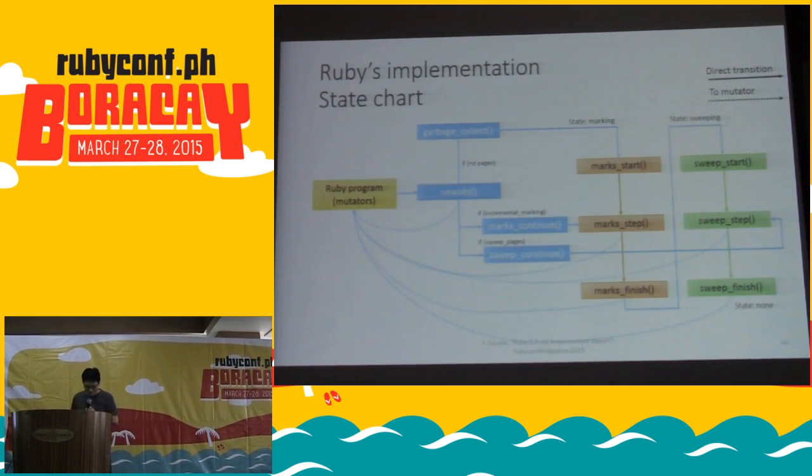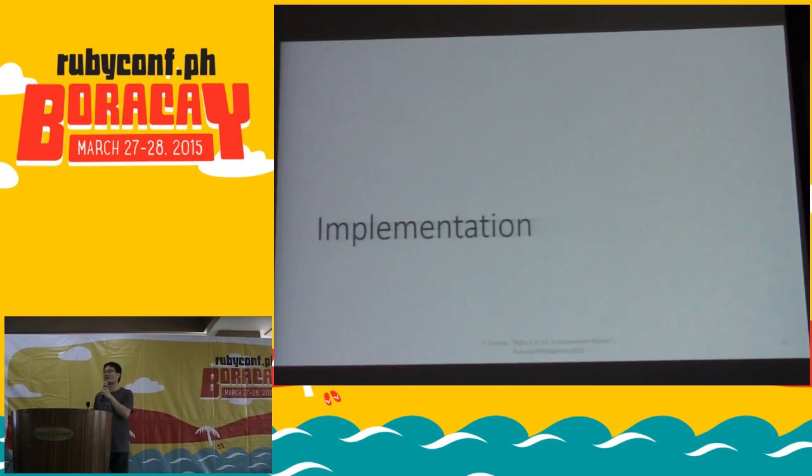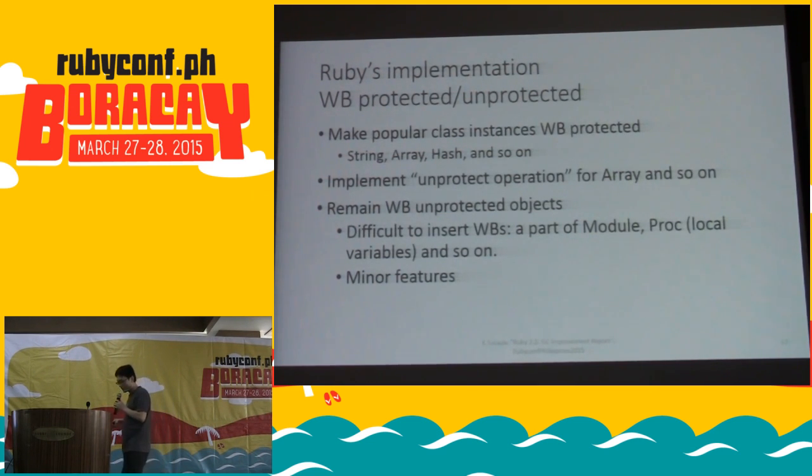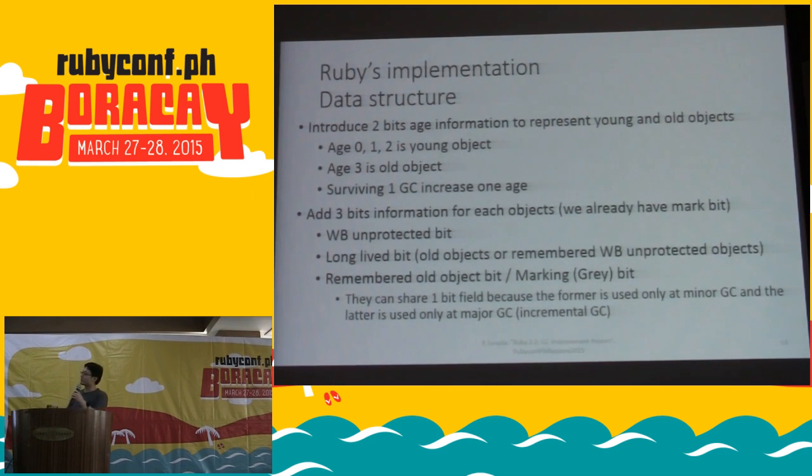There are only a few minutes, so I will skip how to implement this incremental GC, but I wrote a diagram of the control flow of garbage collection, and we introduced several bitmaps for these data structures. So I think it is very interesting. It is not for Ruby programmers, but for C programmers. If you have any interest, please read this slide or ask me directly.